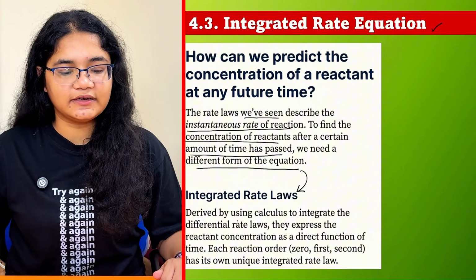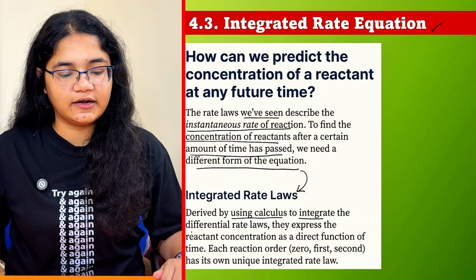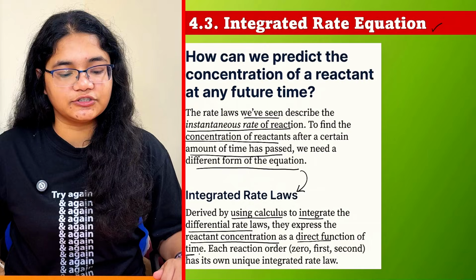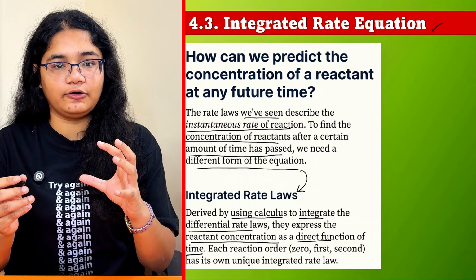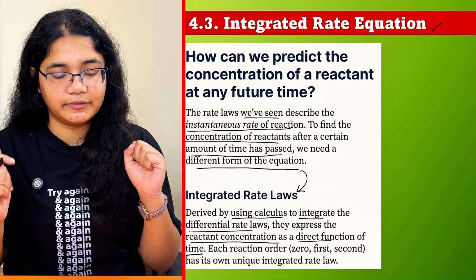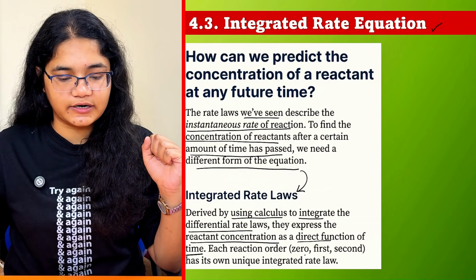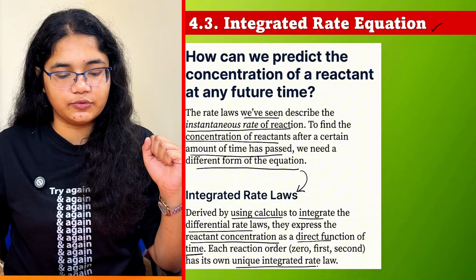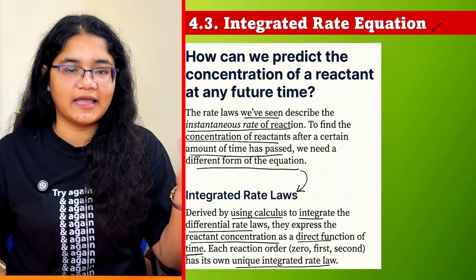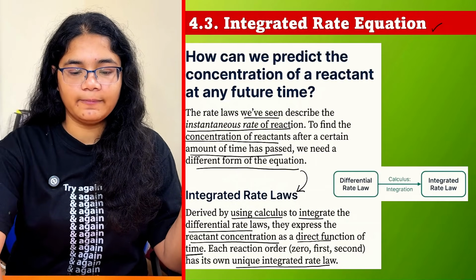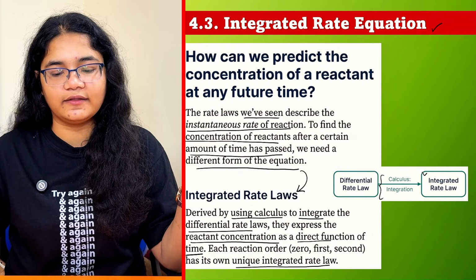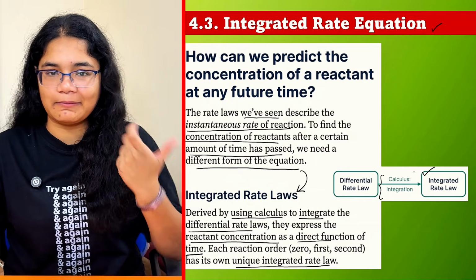Okay, so it is derived by using calculus to integrate the differential rate laws. They express the reactant concentration as a direct function of time. So in these integrated rate laws, there is a direct relation between concentration and time, and each reaction order, 0, first and second, has its own unique integrated rate law. For 0th order we have a special integrated law, for the first order we have a special integrated law. So the differential rate law, when you do calculus and integrate it, you get the integrated rate law. That is how the name has come.